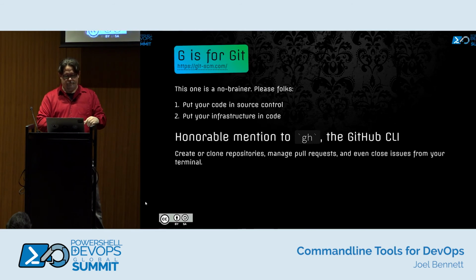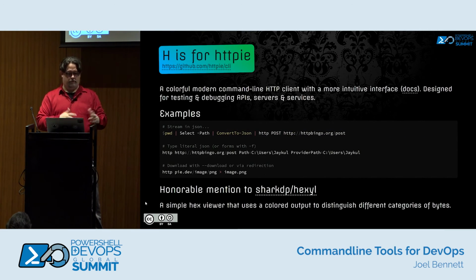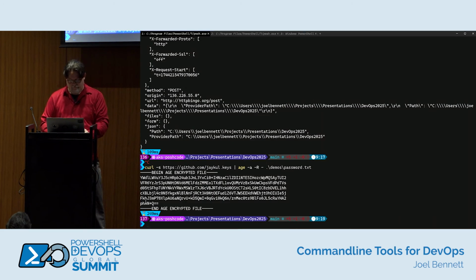We did this one. G is for Git. I hope you're all using Git. That's really why I put G is for Git, because if you're not using Git, please use Git. H is, oh, got a demo. Yeah, got a demo.